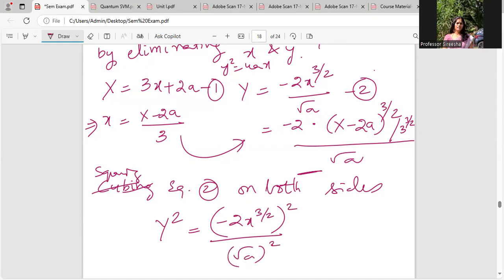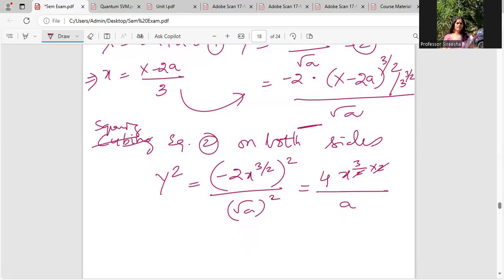Yeah, all of them will go off. Okay, so minus 2 whole square would be 4, guys. X power 3 by 2 into 2, 2 goes off, so I'll be left with x cube. And root a whole square would be a, as you all know. Okay, now in the place of x, I'll be substituting. Let this be equation 3.